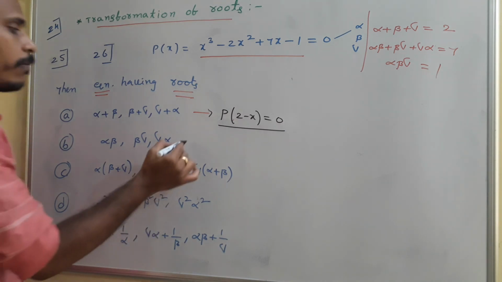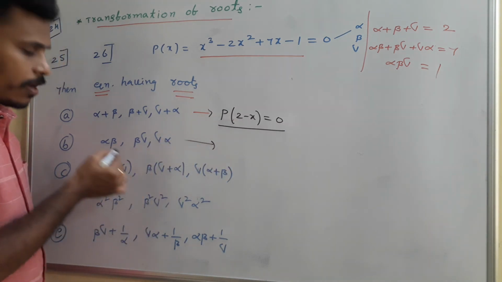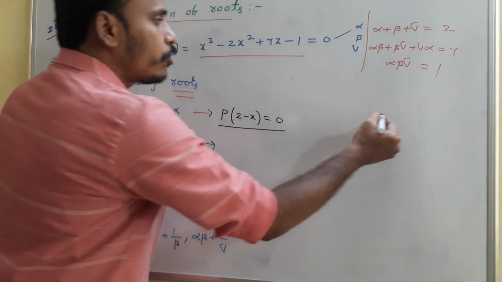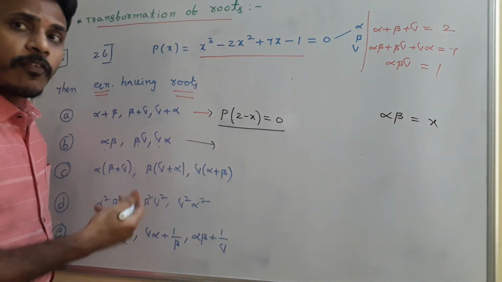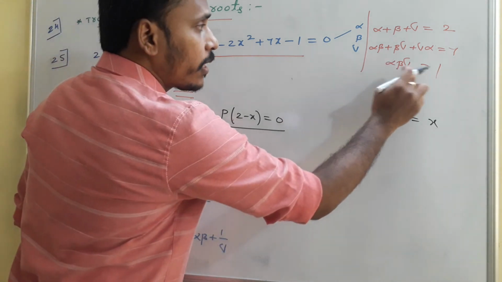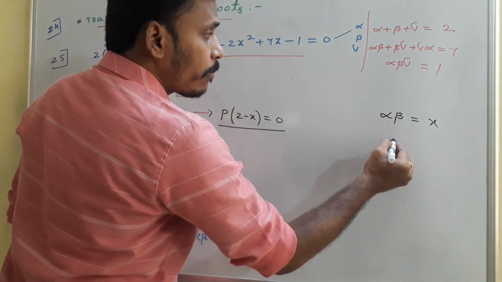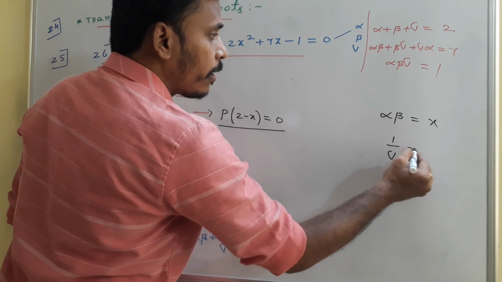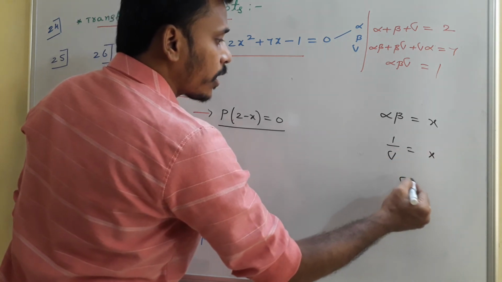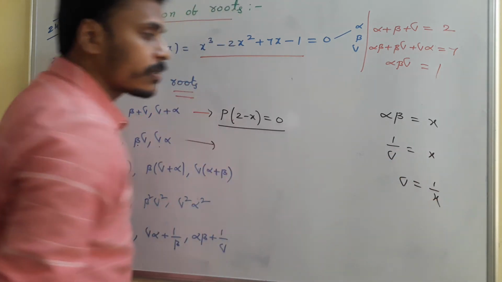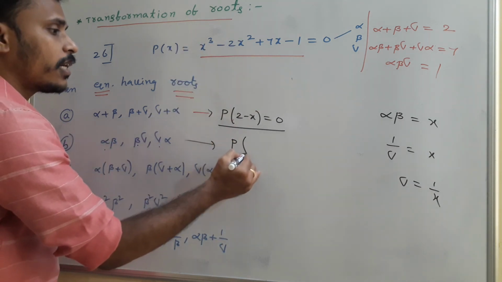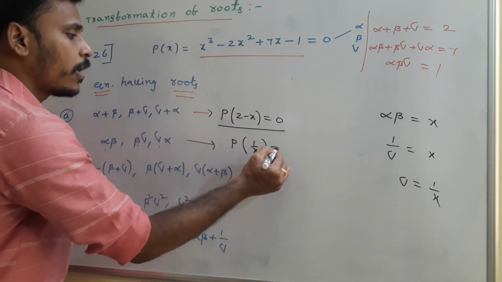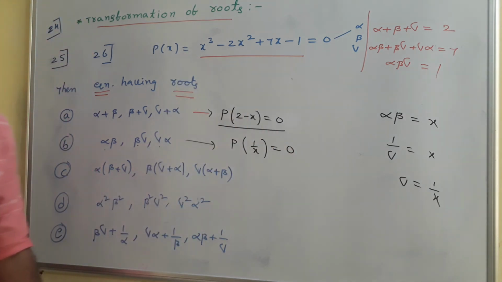First suppose alpha beta, beta gamma, gamma alpha. All these three are symmetrical. You just take alpha into beta as x. So alpha into beta as x, but alpha beta gamma is 1, right? So alpha beta is how much actually? 1 by gamma. 1 by gamma is equal to x and gamma is equal to 1 by x. In the same way gamma will satisfy the equation. Now we need to replace that gamma with x. So my answer is p of 1 by x is equal to 0.